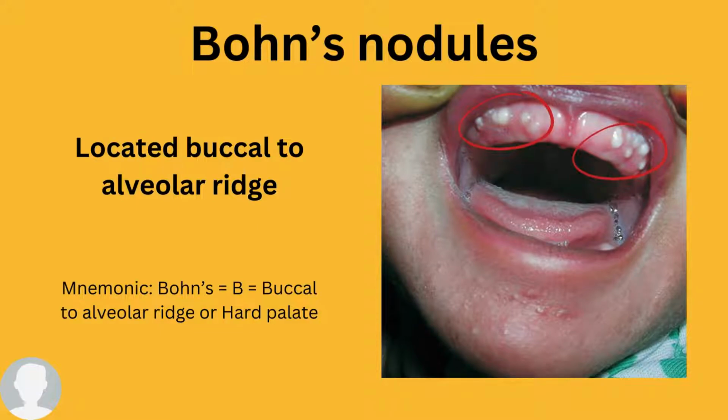So for both, in order to remember better, Bohn's nodules, from the name nodules, are multiple nodules. These multiple nodules will not be located at the junction between the hard and the soft palate. Instead, they will be located buccal to the alveolar ridge, as you can see in the picture, whereas the Epstein pearl is only one cyst located at the junction between the hard and the soft palate. That's why it's referred to as pearl, and this one is referred to as Bohn's nodules, nodules with an S, not with an E at the end, which means it refers to multiple cysts located on the palate area.